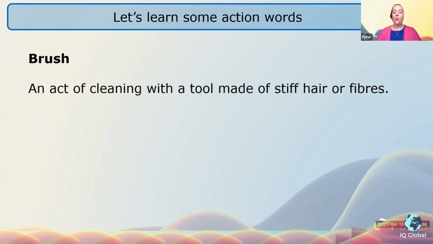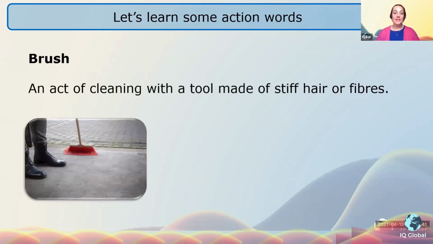Brush. What is this? Well, you can see in the picture, this is a brush. So the noun is brush, but what's the action word? Well, this is when we brush the floor. So we use a brush to clean the floors or different things. And the brush is made of stiff hair or fibers. So I brush my floor. Can we use a brush for anything else, Human?